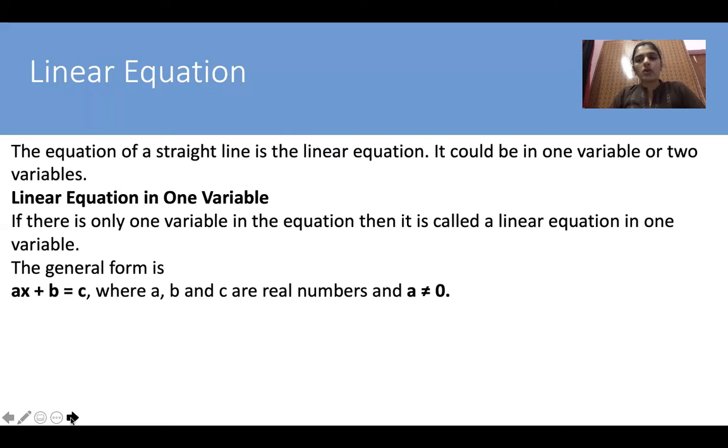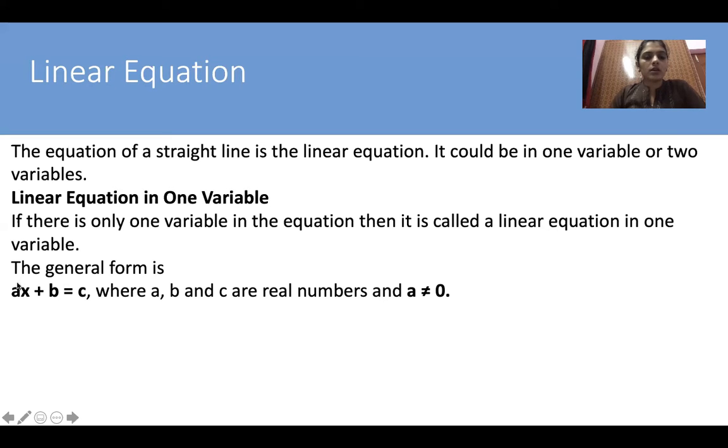The general form of a linear equation is ax plus b is equal to c, where a, b, c are real numbers. Now, what are real numbers? Any point on a number line is called a real number. Any number on the number line, whether it is an integer, whole number, rational number or irrational number, is called a real number. So here a, b, c are real numbers and this x is a variable.